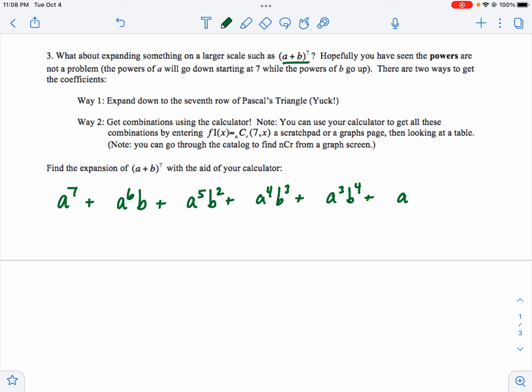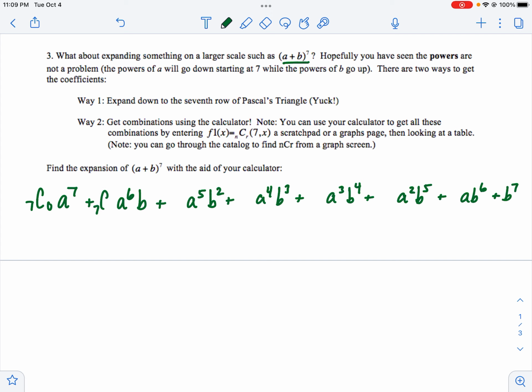And then write this out. So A just keeps going down a power, B keeps going up. Okay. And then I like to come in with my Pascal numbers. And so technically what I could do is just write, well, this is 7 choose 0.